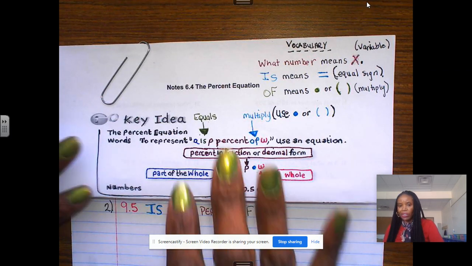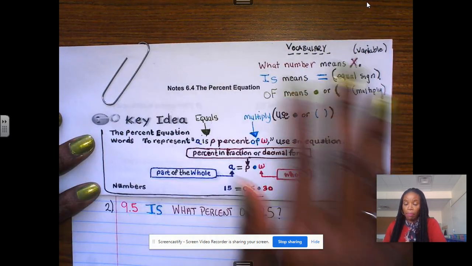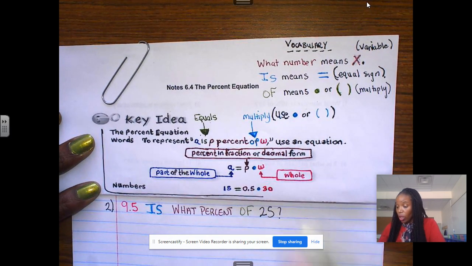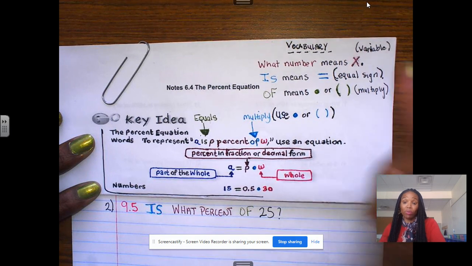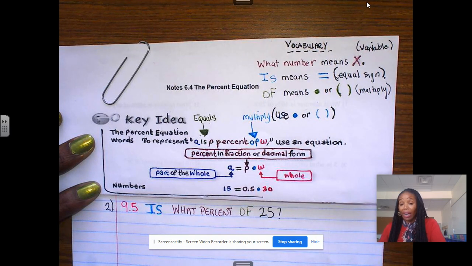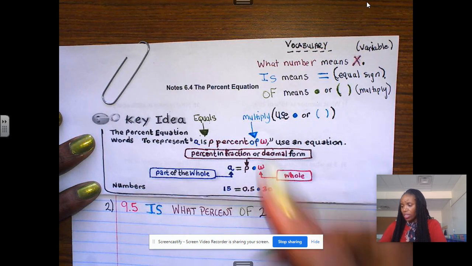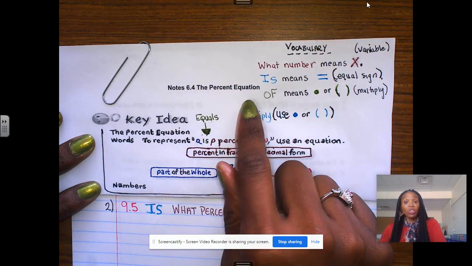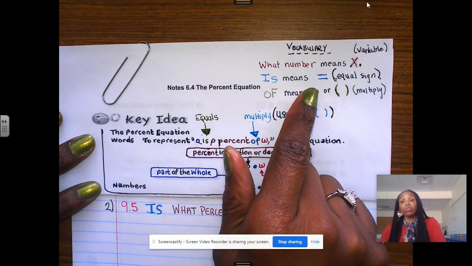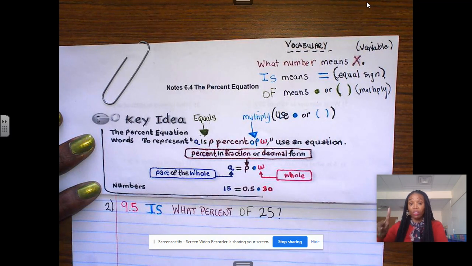Okay. So here are the things that you need to know. Your vocabulary is going to be key. When you see the words what number, that means X or variable. Generally, we use X in algebra, but whatever letter you choose to use is fine. So what number means X, right? When you see the word is, it means equals. So you replace that word with an equal sign.